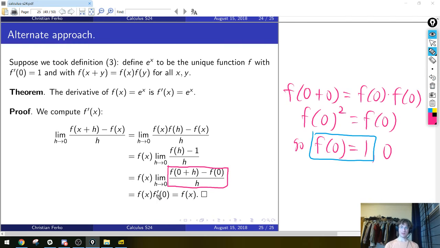So you write that as f prime of 0, and finally you use the other assumption. We defined this function by its derivative at 0. F prime of 0 is 1. So using that definition, we replace f prime of 0 by 1 in this proof, and then that proves the claim. Because we were trying to prove the derivative is the same as the function itself. So the derivative, f prime of x, we have now proven to be the same as f of x. F prime of x equals f of x.